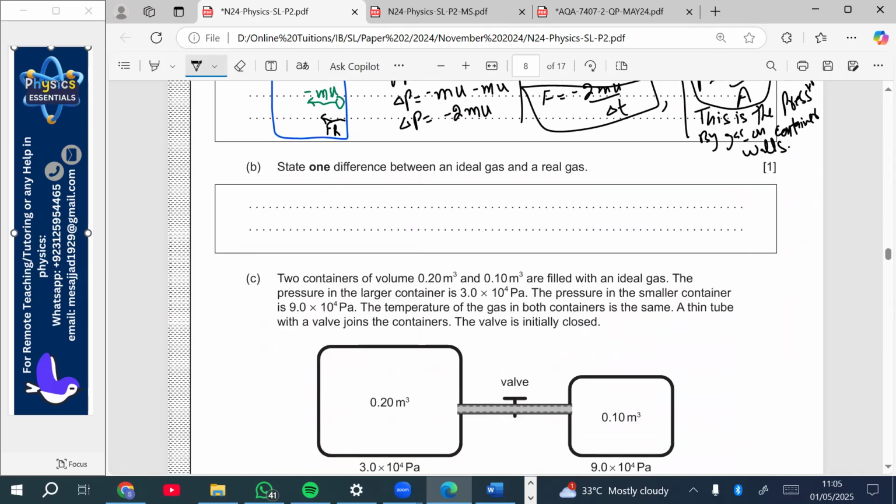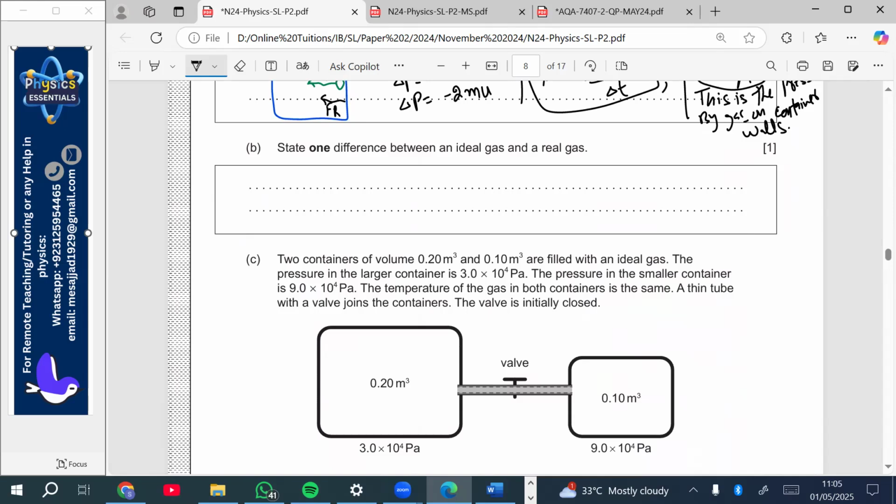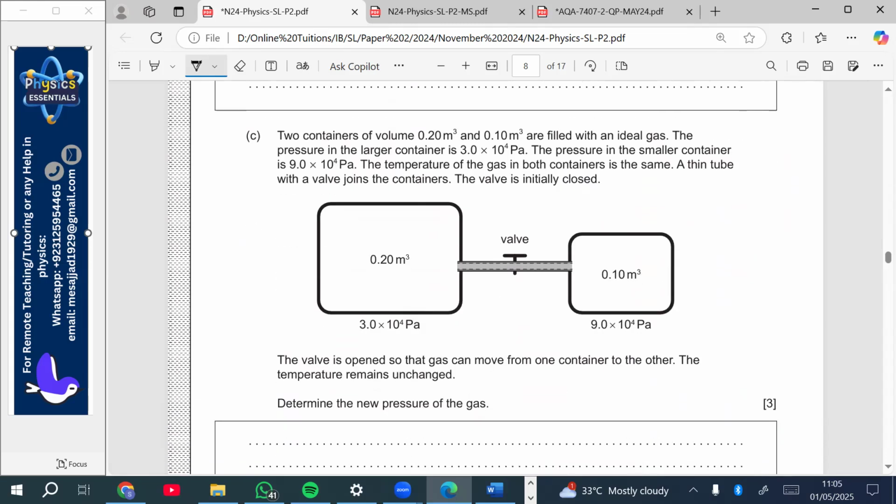Okay, state one difference between an ideal gas and a real gas. In an ideal gas, you don't have intermolecular forces, but they are actually present in a real gas.